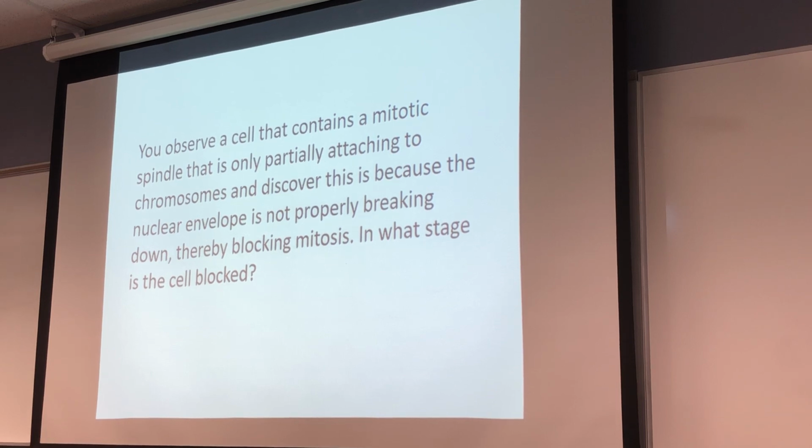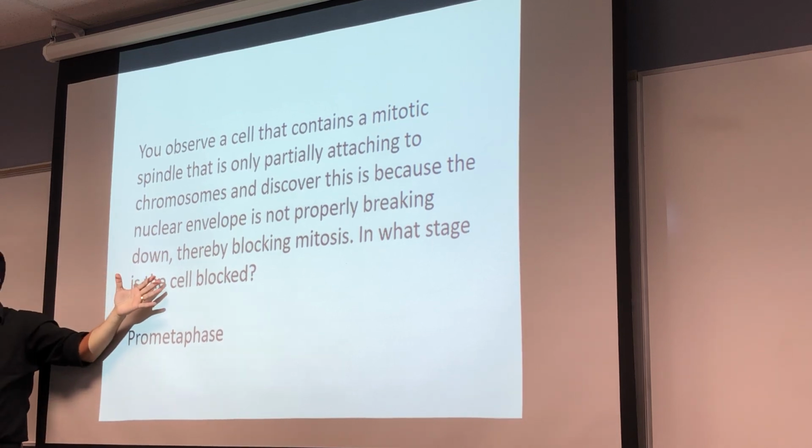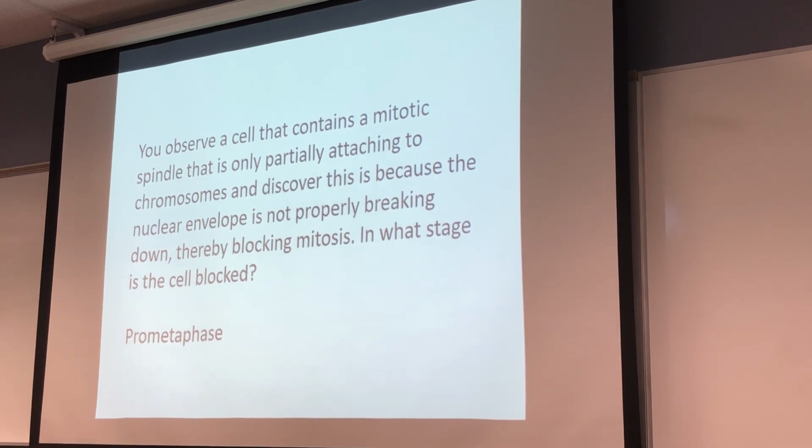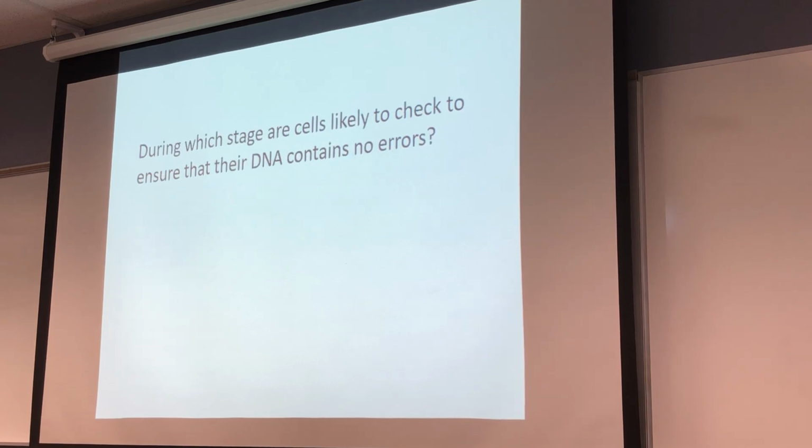Interphase first. Where does the nuclear envelope breakdown happen? Prometaphase, yes. So that's what it is, because the nuclear envelope is not breaking down properly. That's what is supposed to happen, the breaking down of the nuclear envelope, and it's not taking place. During which stage are cells likely to check to ensure that their DNA contains no errors? G2. Oh, there you go, yes, everyone got it, nice.